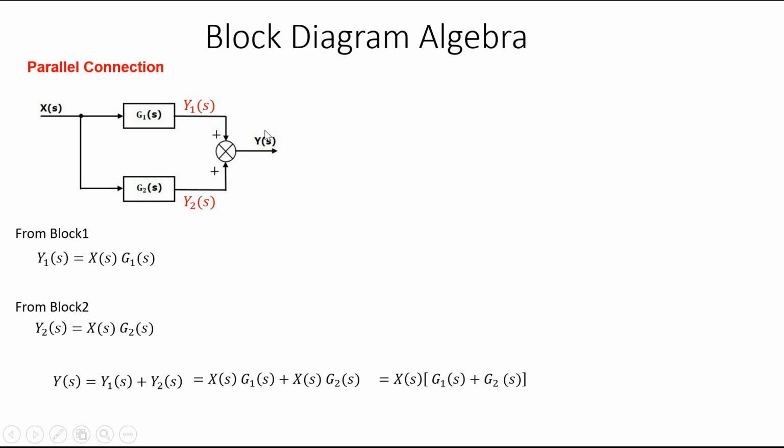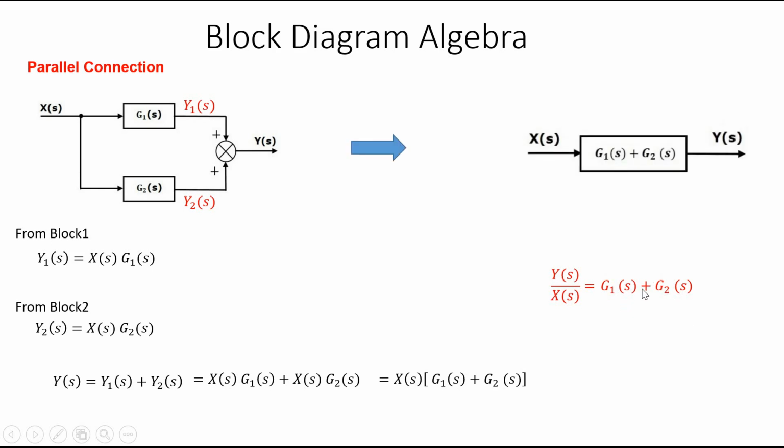Or we can write Y(s) by X(s), the transfer function of the whole, as G1(s) plus G2(s). We can convert this into a single block equal to G1(s) plus G2(s). Parallel connection means it is a summing. So if there is any diagram like this, we can reduce it into a single block by adding these.